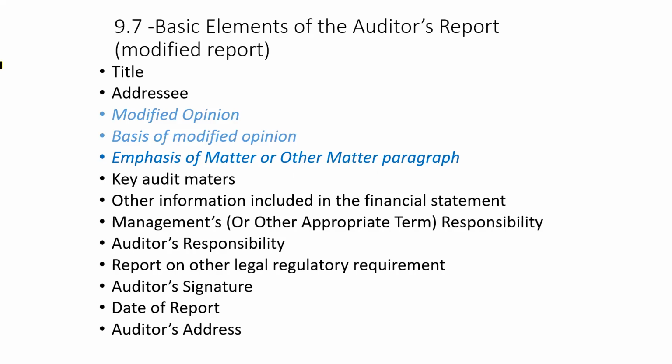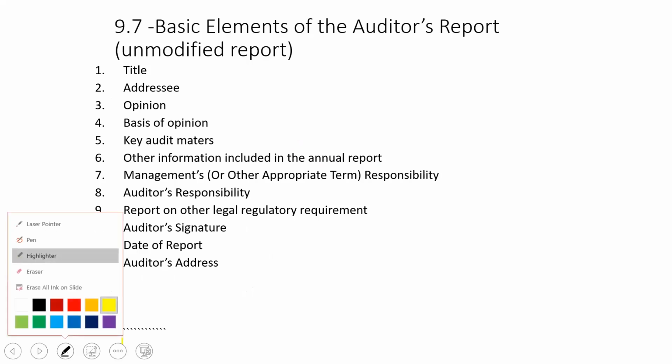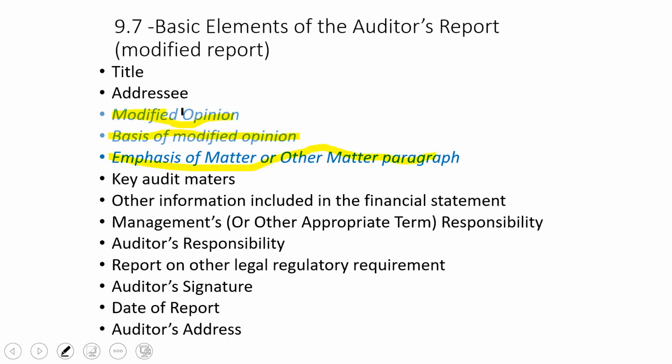So then that means that this is how a modified audit report will look. It is likely to have what? The modified opinion paragraph and then the basis of modified opinion paragraph. And then it's likely to have an emphasis of matter or other matter paragraph. But you realize that in the unmodified report, it's just the opinion. When you come here, it is basis of what? Modified opinion. It is basis of modified opinion.